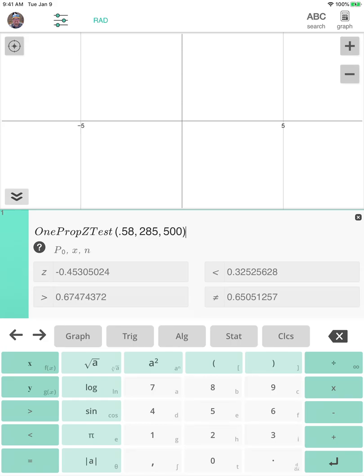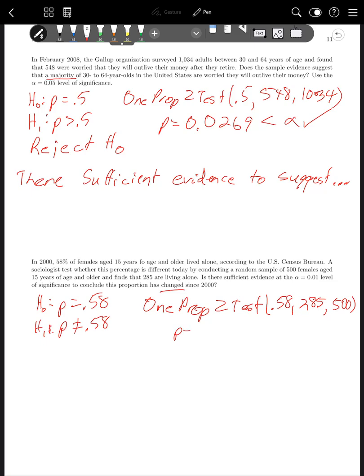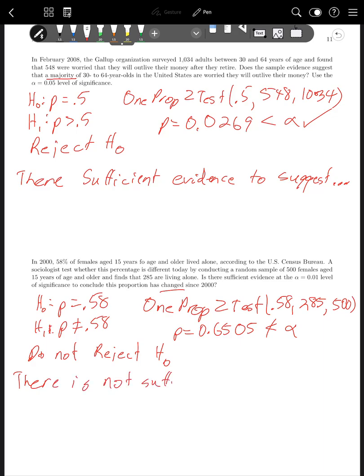So that's 0.6505. So P equals 0.6505, which is not less than alpha. So that means we do not reject H naught. And since we don't reject H naught, that means there is not sufficient evidence to suggest the proportion of females aged 15 years of age or older living alone has changed since 2000.